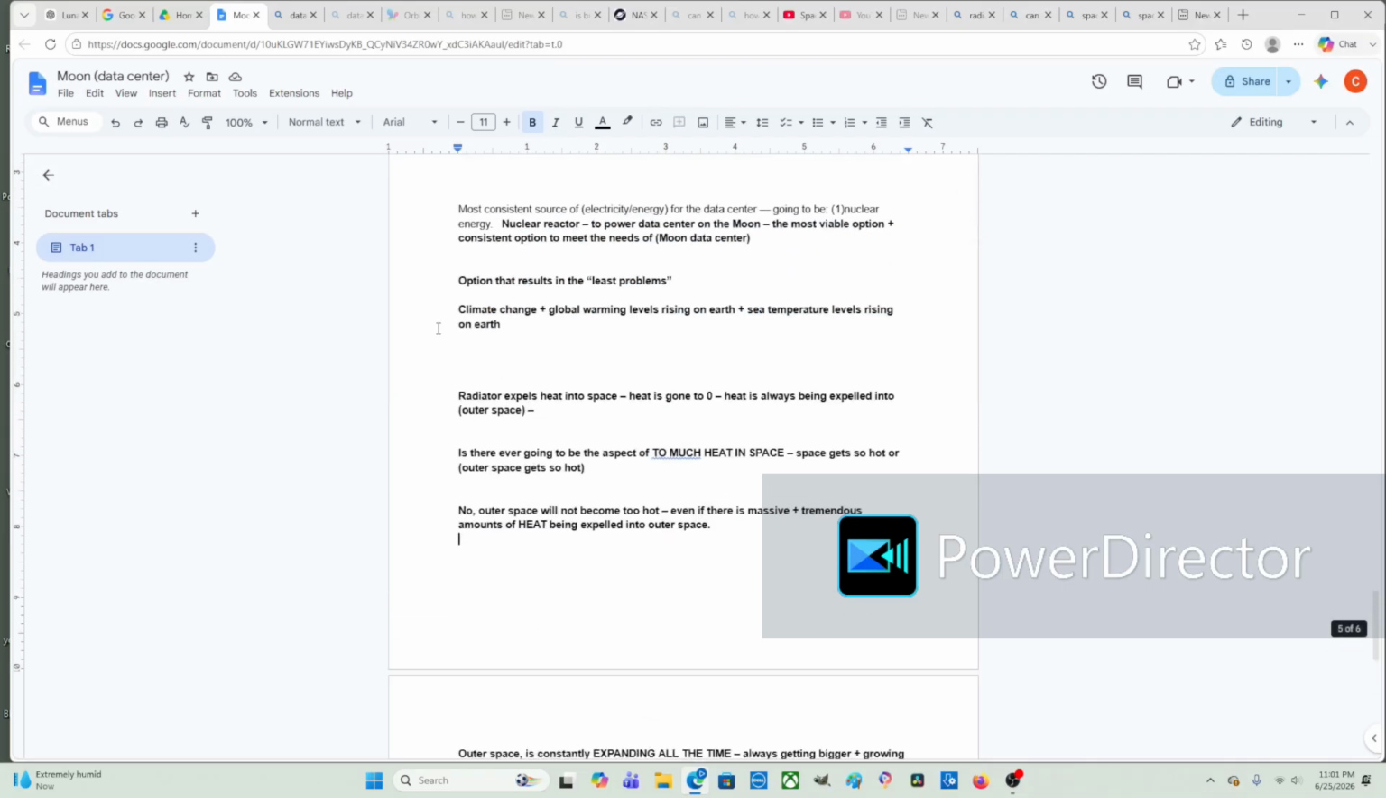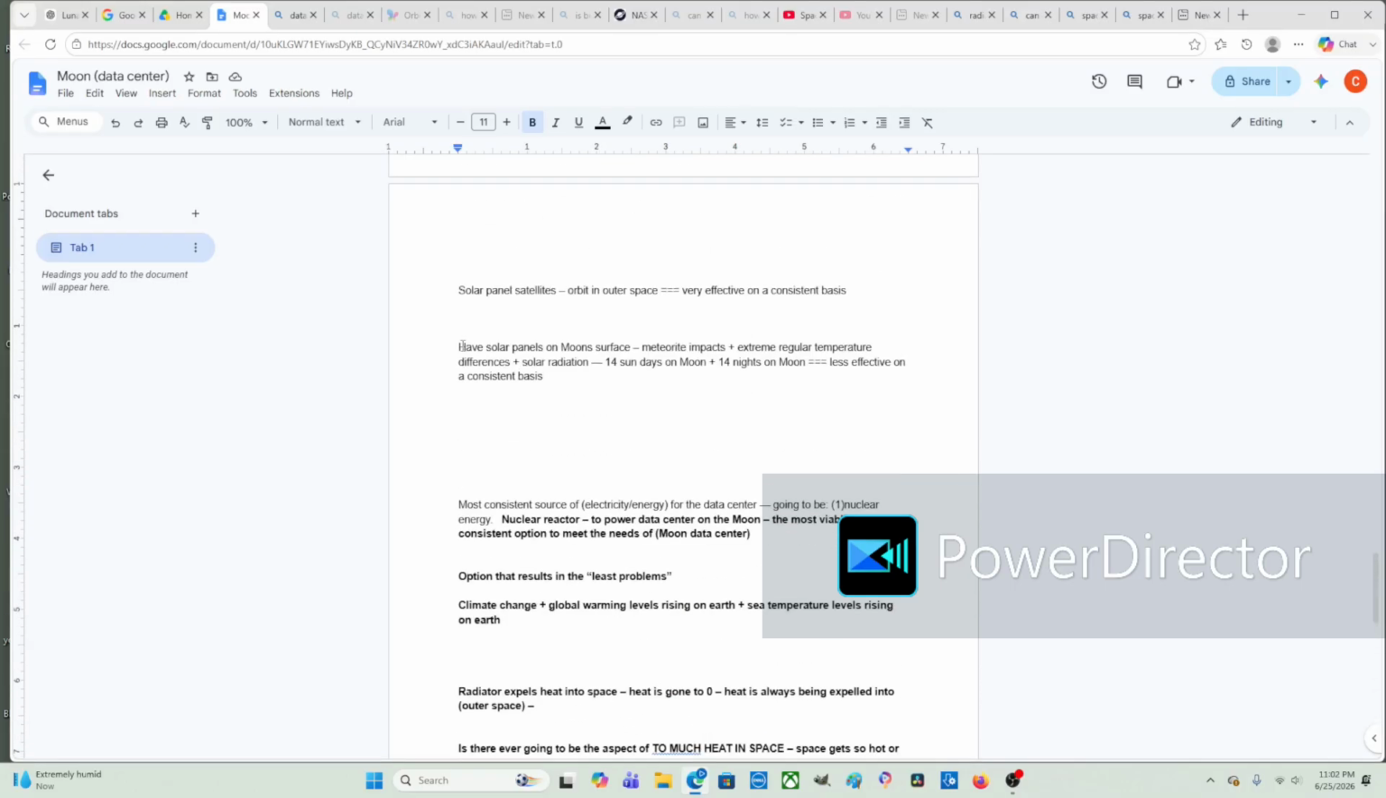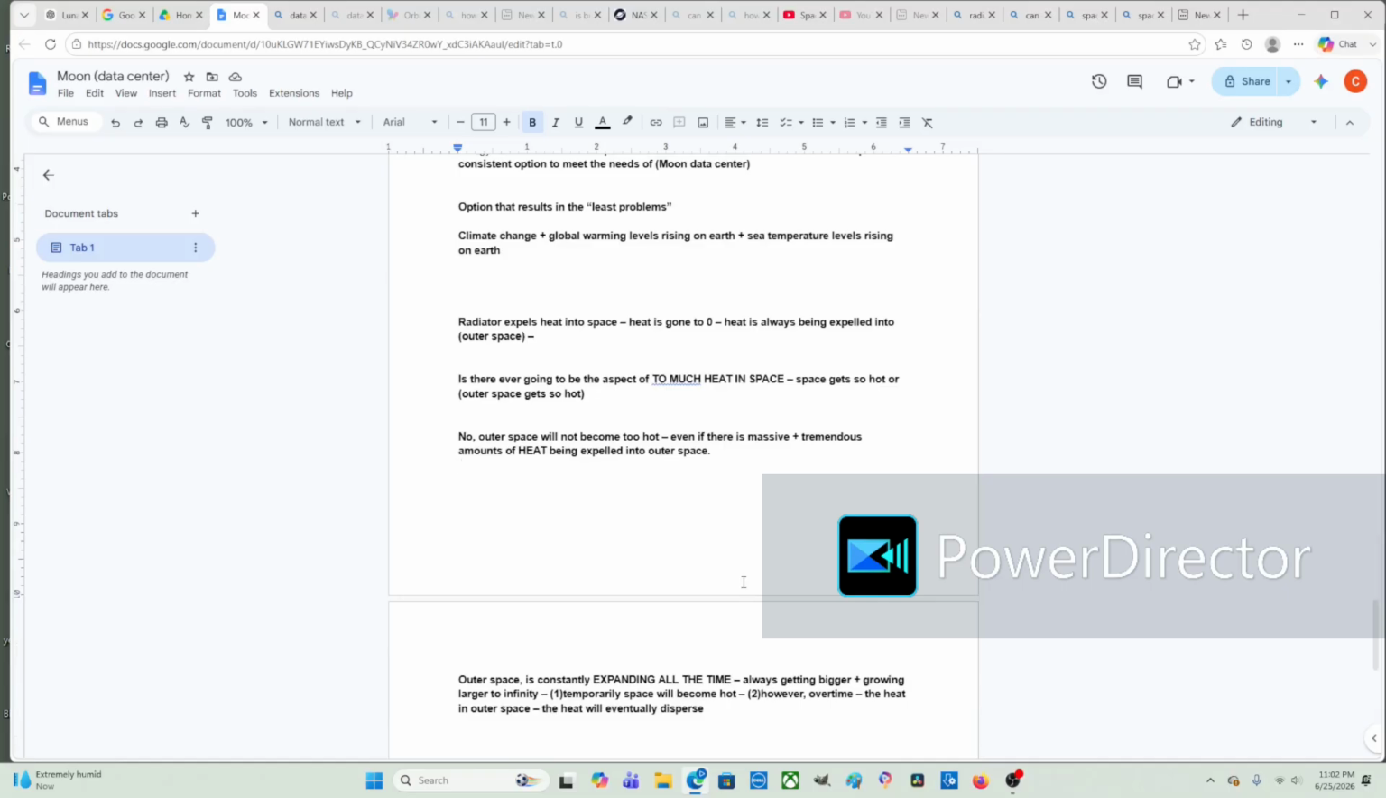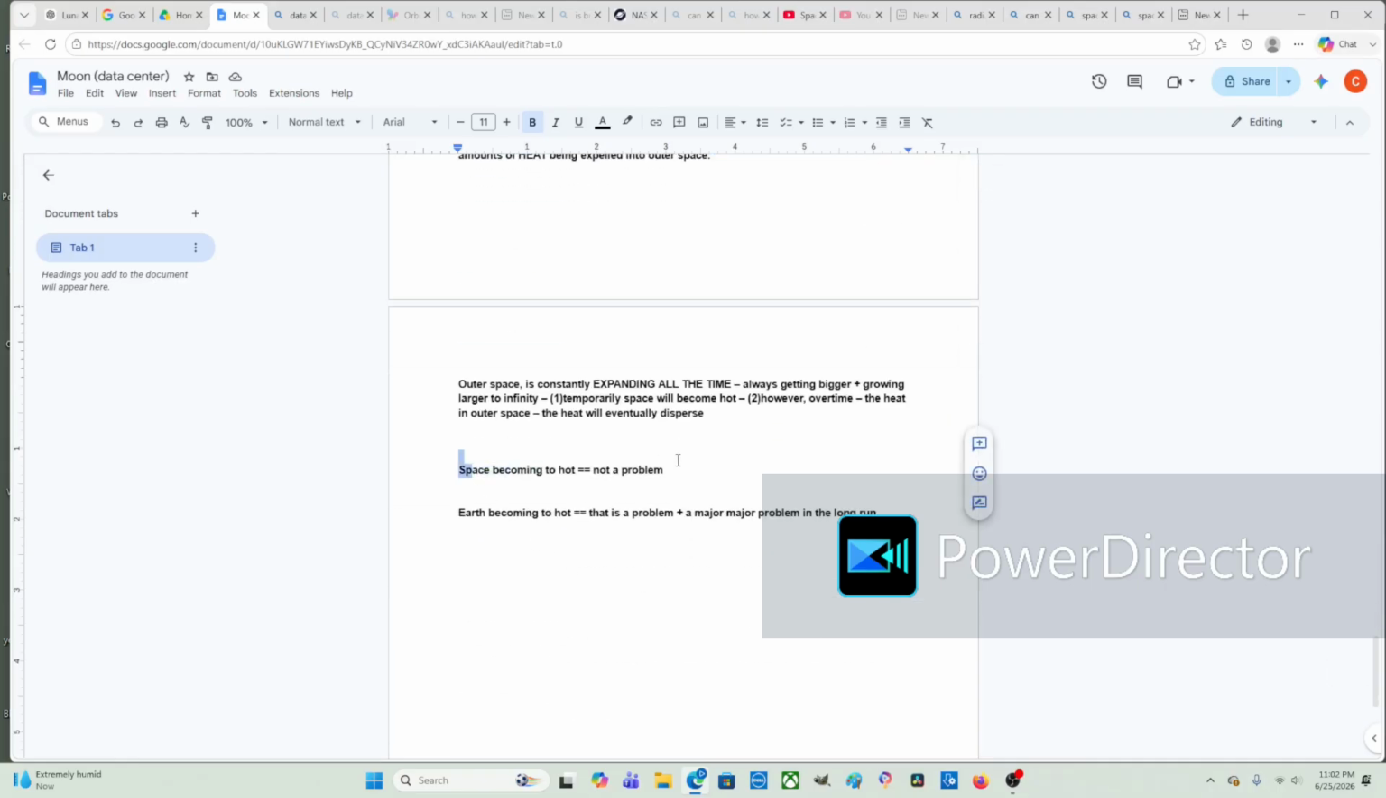And not only that, but if data centers on planets are successful on the moon, and you also have the moon's gravity measurement, and the moon is not like Venus or Saturn or whatever, then you can probably install data centers on other planets as well. And it's just like, oh, do not worry about this stuff. But anyways, space becoming too hot because of too much heat expulsion is not a problem. Okay.